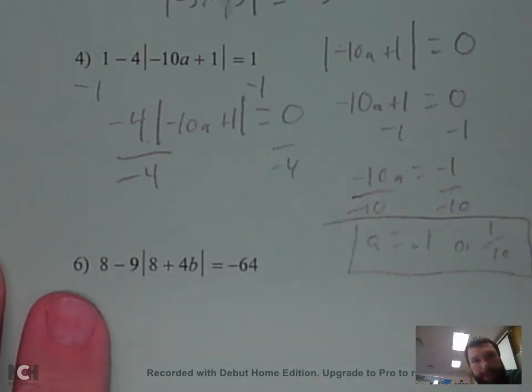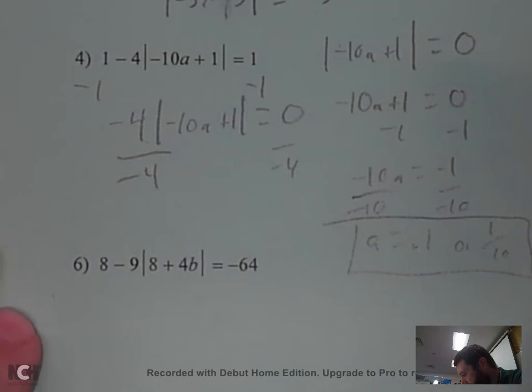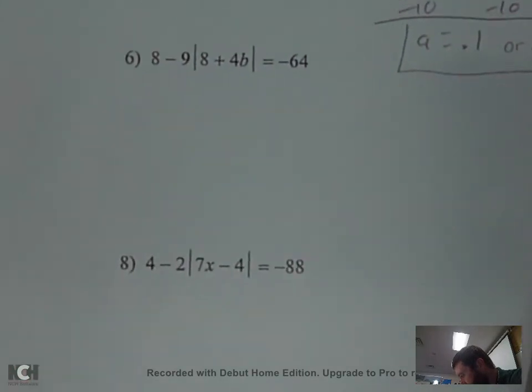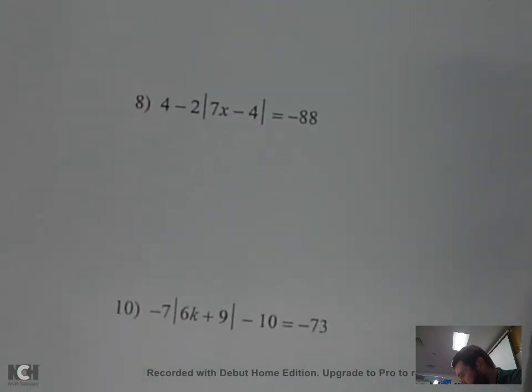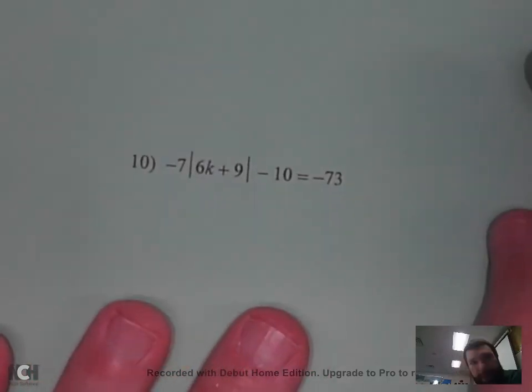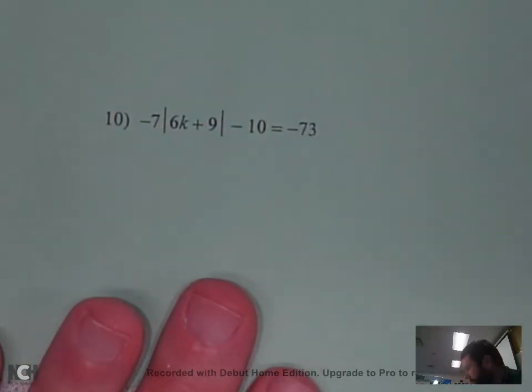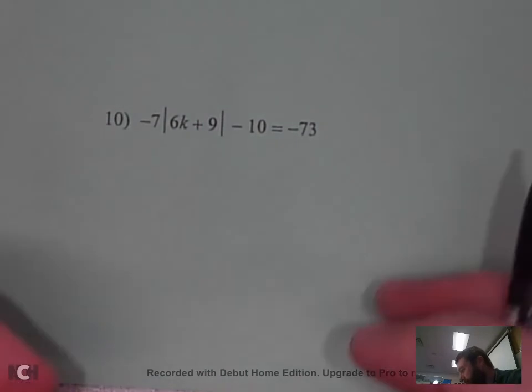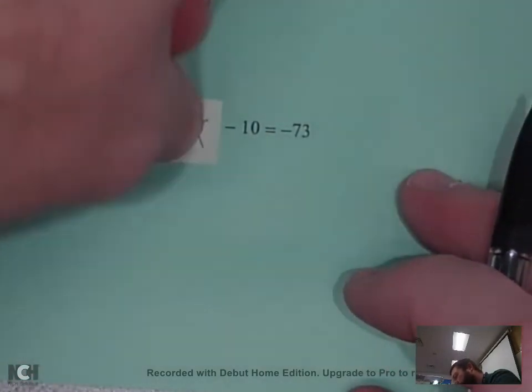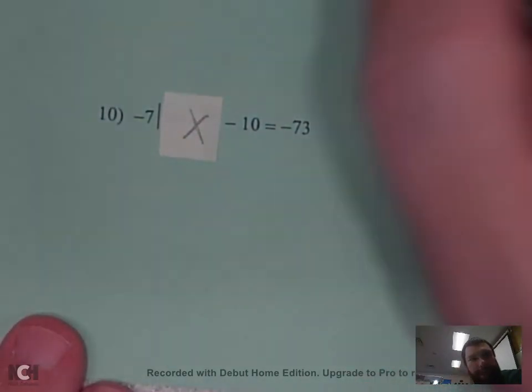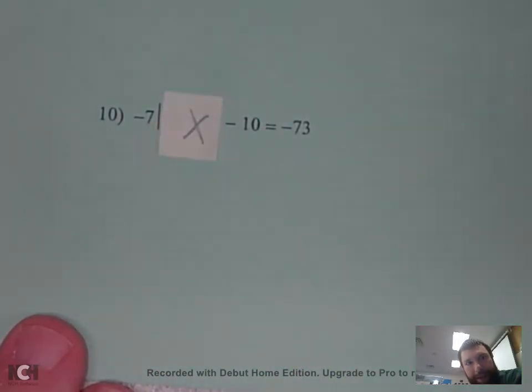Either would be correct. Okay. Let's try another one. Lots of examples with those. So let's try this one. So this one, again, if you aren't sure of the order, just treat that absolute value like it's a big variable. So it'd be like negative 7x minus 10, right?